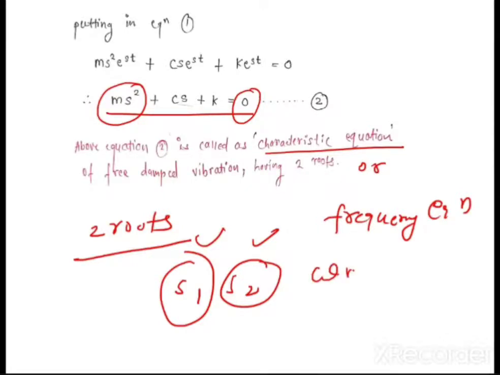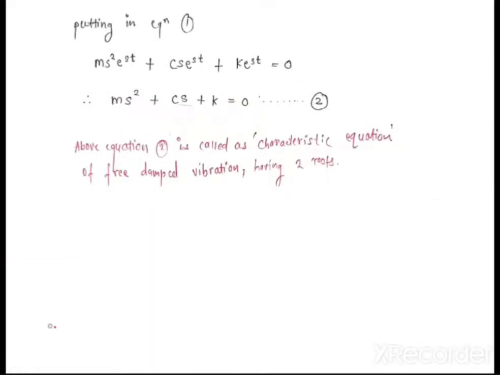You are getting two frequencies, omega n1 and omega n2. The two roots you are getting are nothing but frequencies, because ultimately we are finding the frequencies. So the two roots are nothing but the two frequencies, and that is why this characteristic equation is also called the frequency equation. So now let us find the frequency equation.